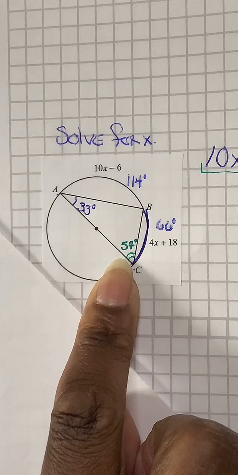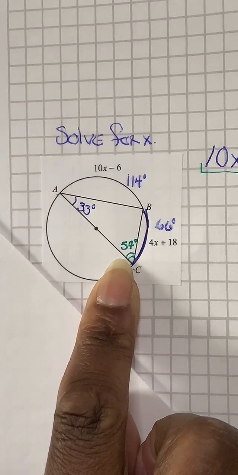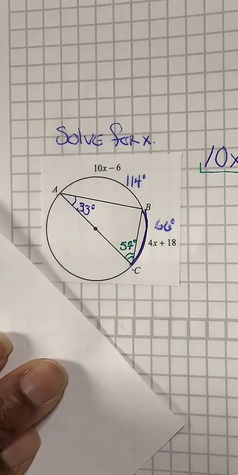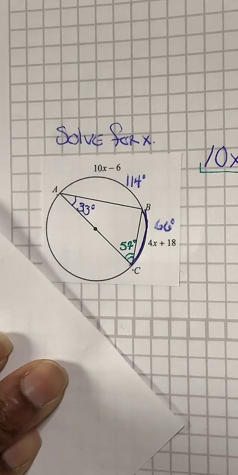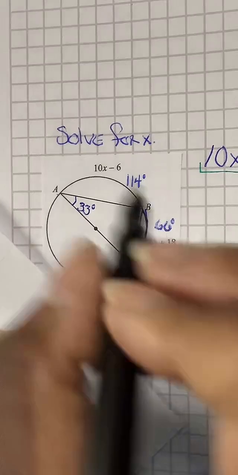All right. What would be the measure of angle B? Okay, your mom says 90. Michael says 90. Leon says 90. Michelle says 90. Okay, good.